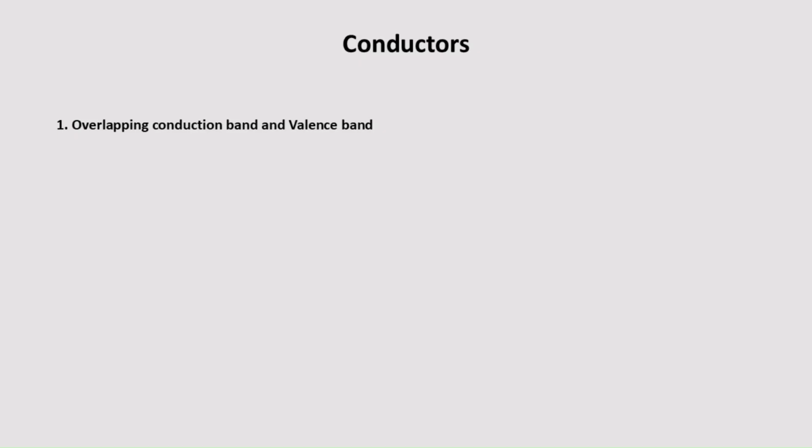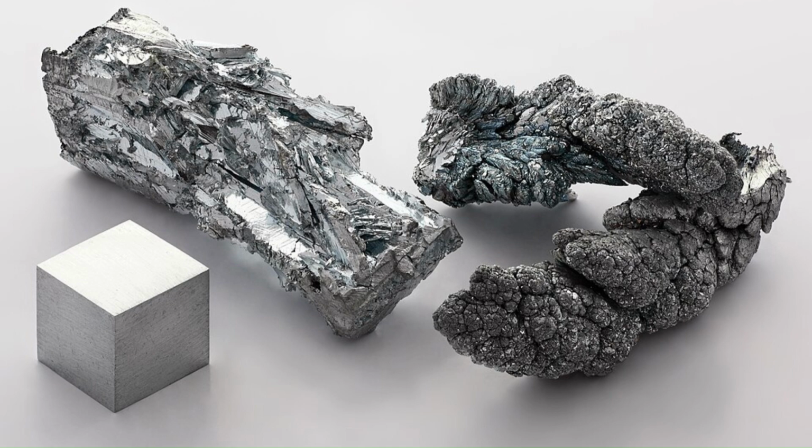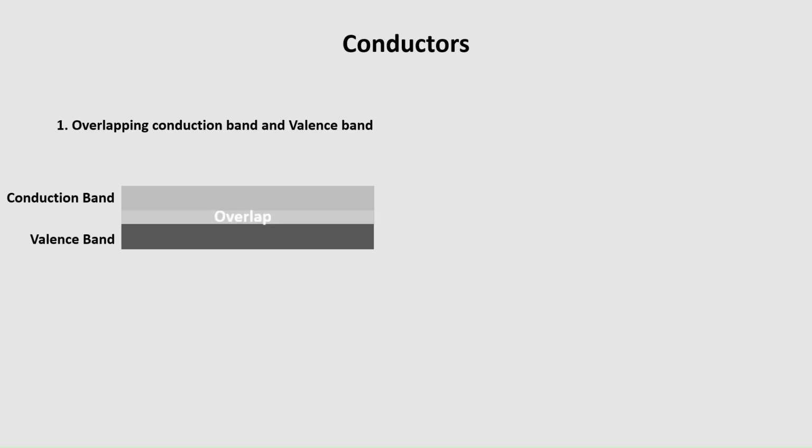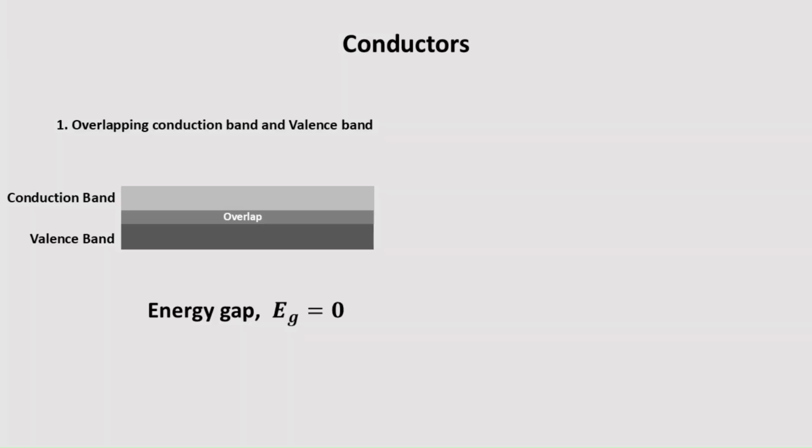The presence of a large number of electrons in the conduction band could be because of one of two reasons. 1. Overlap of the conduction band and the valence band. In metals like zinc, there is a partial overlap of conduction band and the valence band. Due to this, there is no energy gap. When an electric field is applied, these electrons readily move, creating an electric current.